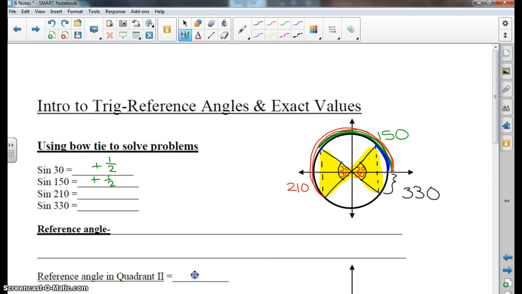And the reason that they were negative is because in the first quadrant, everything will have a positive answer. In the second quadrant, sine, which is what I was calculating, had a positive answer. In the third quadrant, only tangent has a positive answer, which means that the sine value will be negative. And in the fourth quadrant, only cosine will have a positive answer, which means that the cosine will be positive and the sine would be negative.